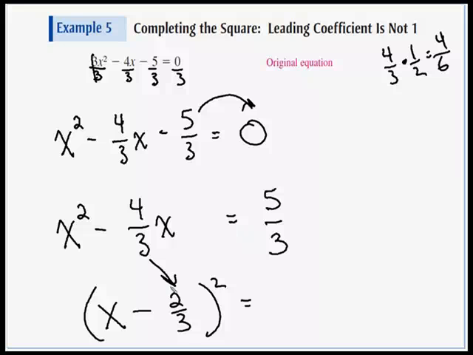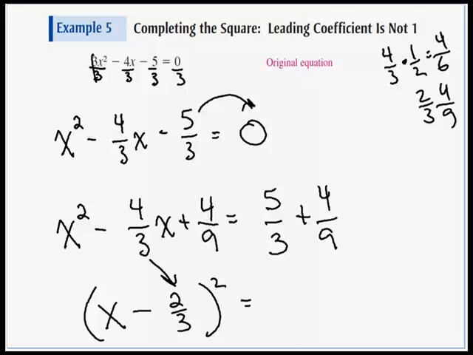Now, we remember we got to put that number here and square it and add that to both sides. So 2/3 squared is just going to be 4/9. So we're going to add 4/9 to this side, and we're going to add 4/9 to this side.